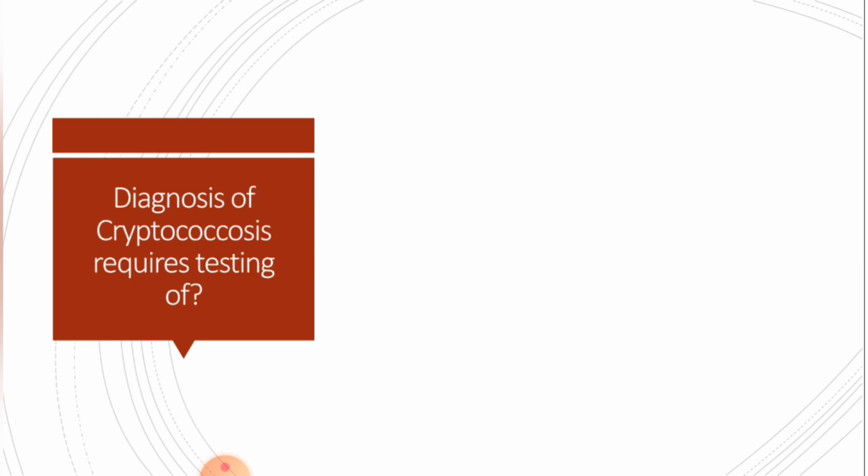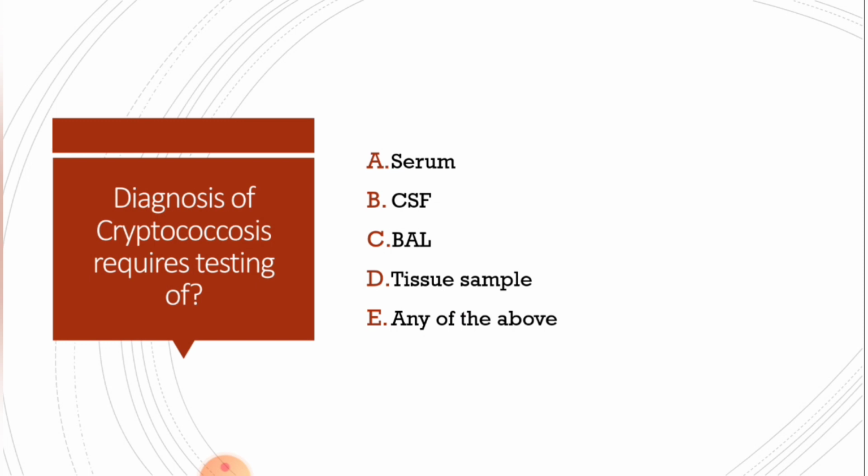Diagnosis of cryptococcosis requires testing of serum, CSF, BAL, tissue sample. Again, here the catch is it can be any of the above. Why? Because I have not mentioned which type of cryptococcosis. So depending upon the type of cryptococcosis you are suspecting, you need to test. And irrespective of the type, serum cryptococcal antigen will be the first thing you will be testing.